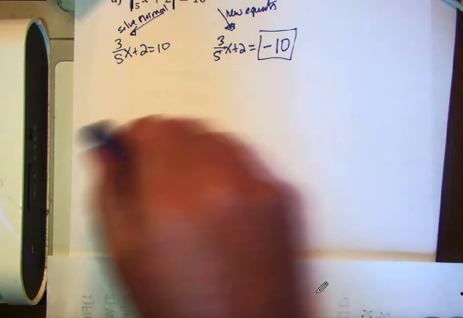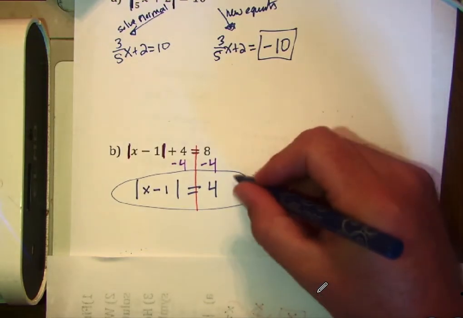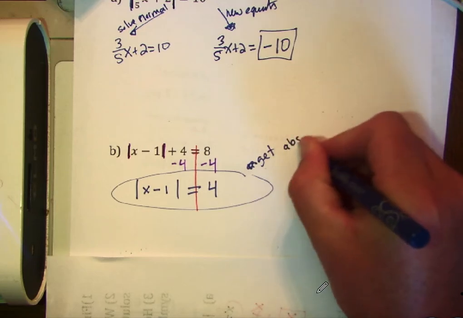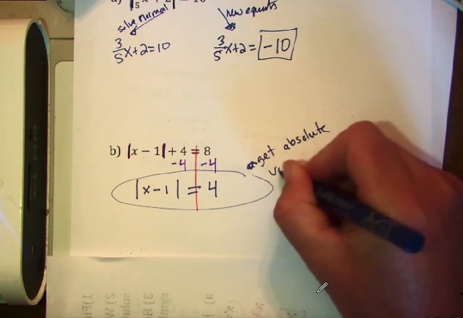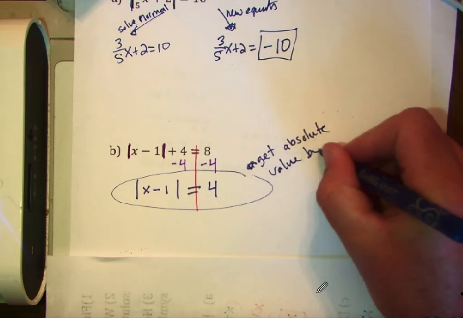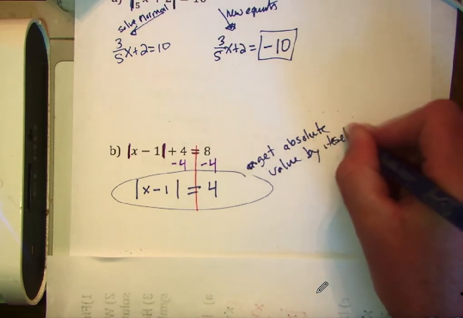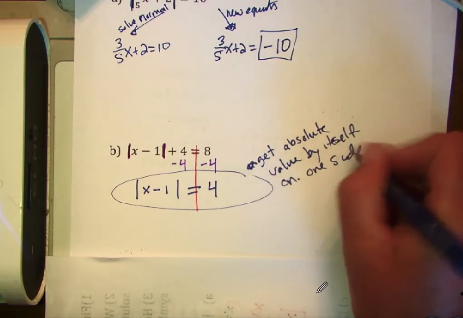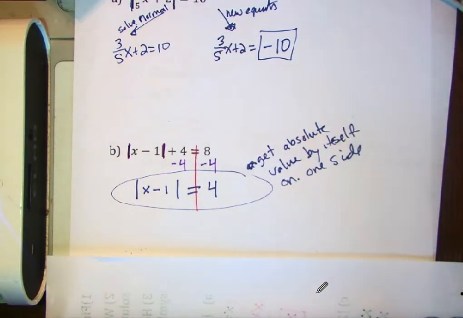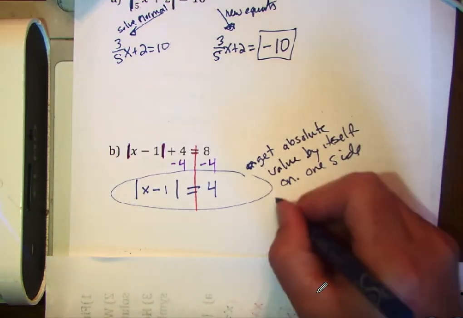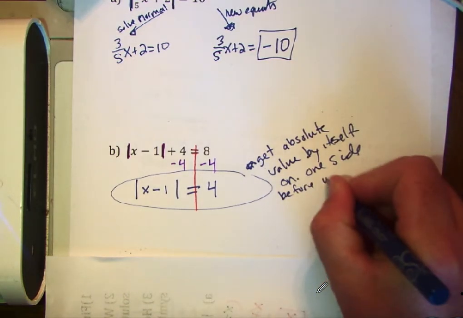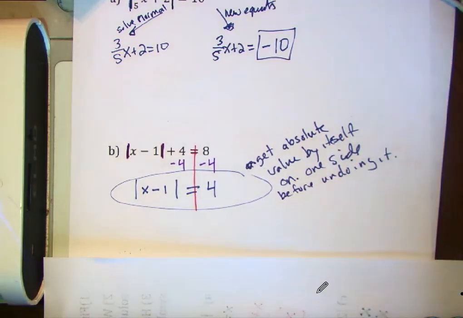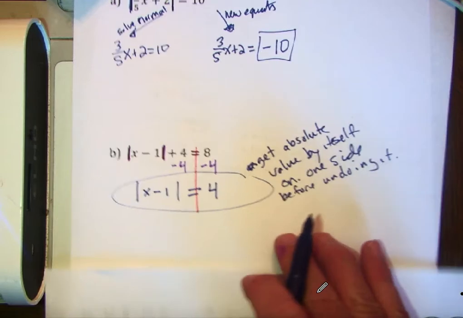Okay. So this is what we want to do. We want to get absolute value by itself on one side. So just like you try to get x, you need to get absolute value by itself on one side before undoing it. Okay? All right, now we can undo it.